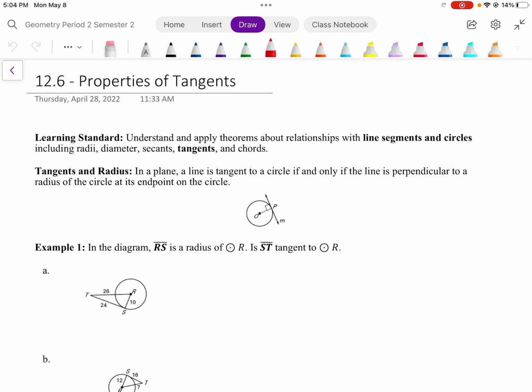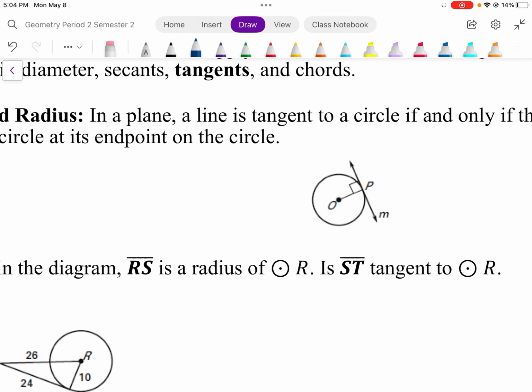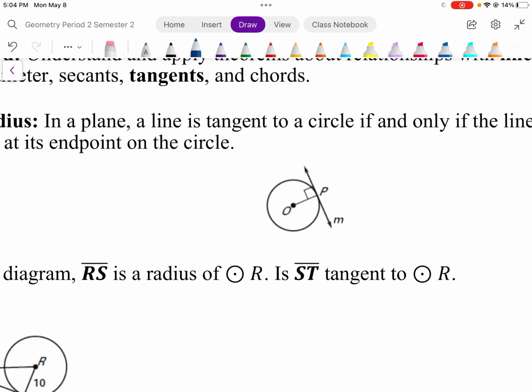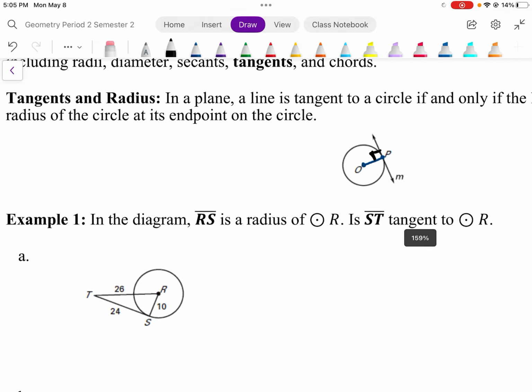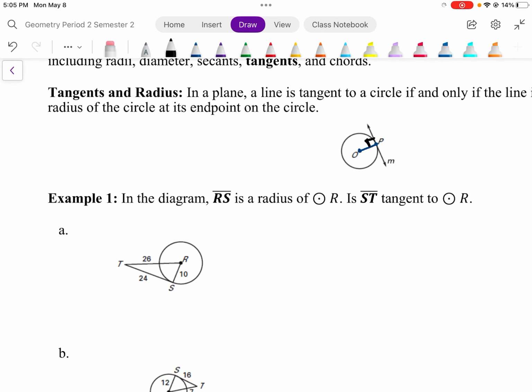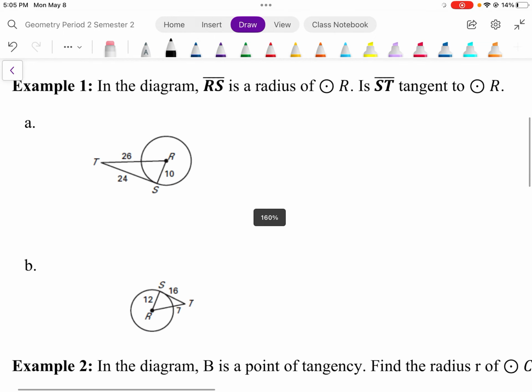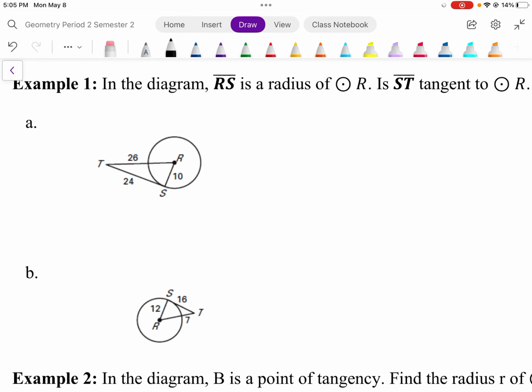Okay, 12.6 is properties of tangents. And one thing that we've gone over in our last chapter is if you have a tangent to the circle and a segment is connected to it, and the segment is a radius, that is going to be forming a right angle with the tangent line. So when we do this, we're going to be using a lot of right triangles, which will help us with Pythagorean theorem.